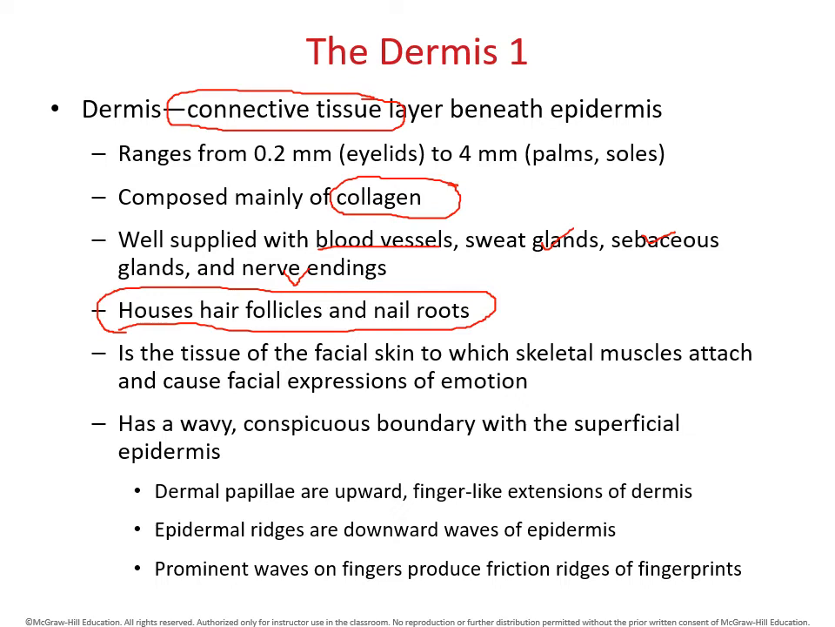Here at the bottom, it talks about what we call a wavy, conspicuous boundary with the superficial epidermis. What does that mean? Well, do me a favor, go ahead and look down at the palms of your hand. You're going to notice that on your fingers, you have little fingerprints. You have little lines that make a unique pattern.